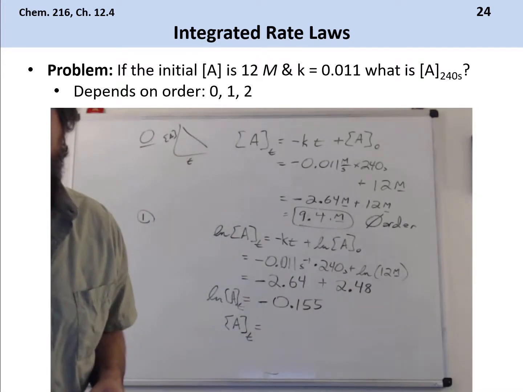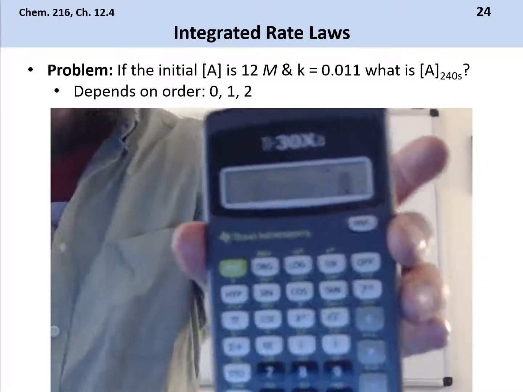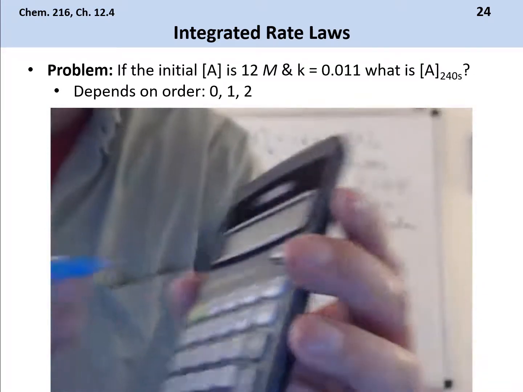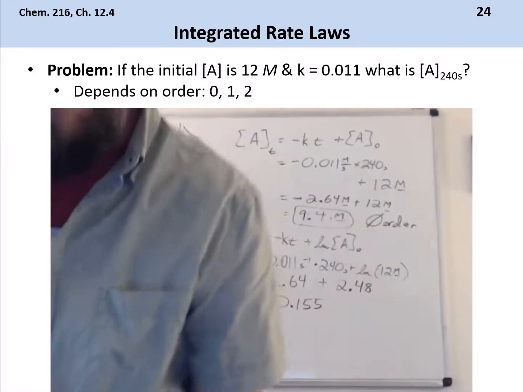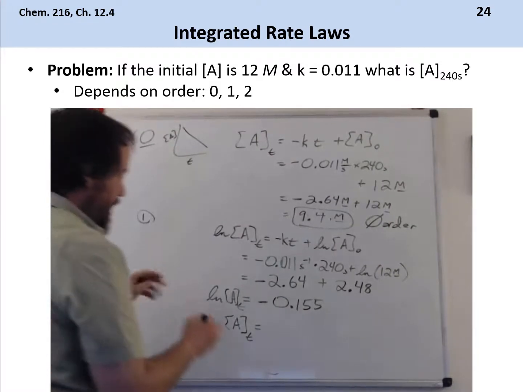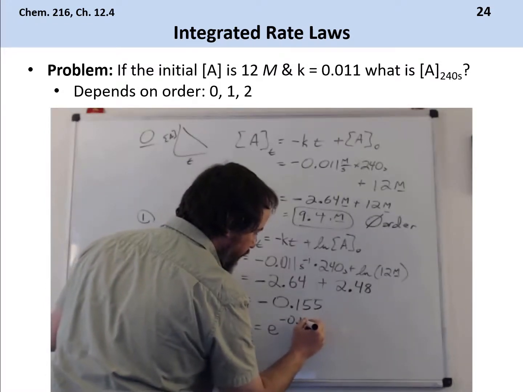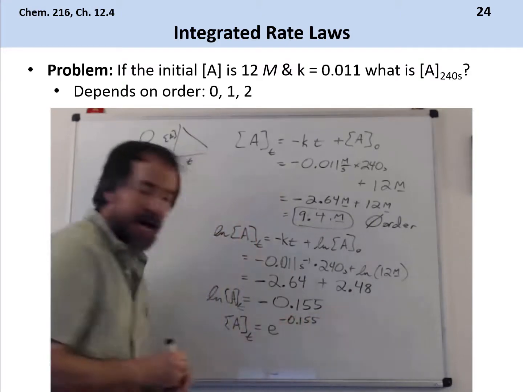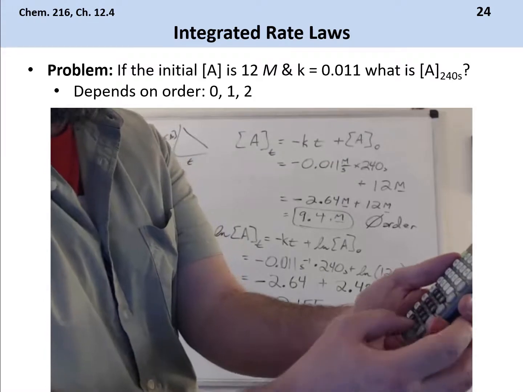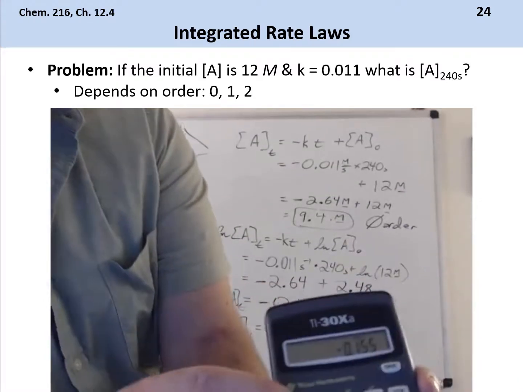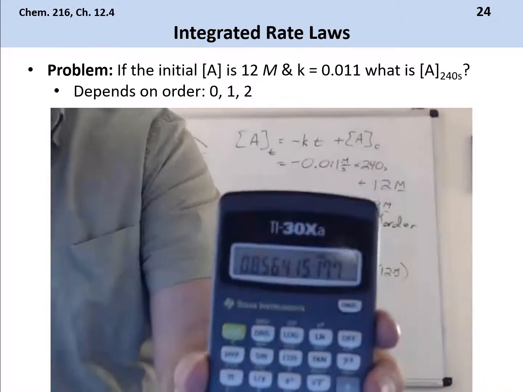Now the opposite of the natural log on your calculator is this right here. It's taking e to that value. So I'm going to go ahead and take e to this negative 0.155. On my calculator, I would plug in 0.155, make that negative, and then go second, e to the x, and I get my value of 0.86.